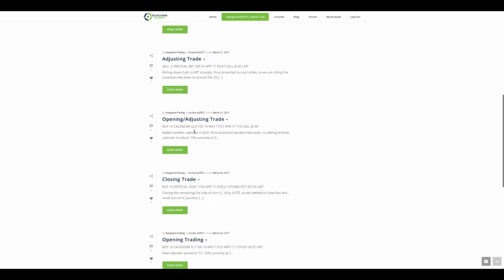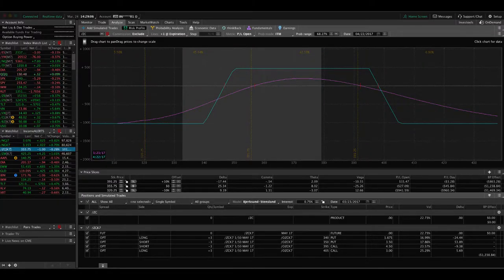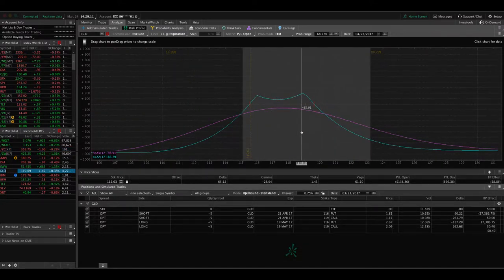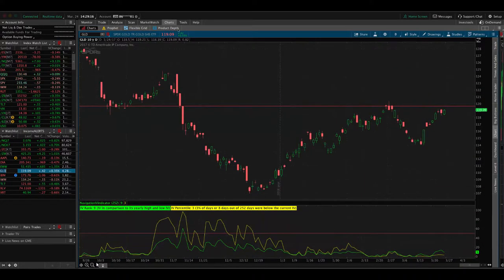Next trade was in GLD. This was an adjusting trade. We originally had a calendar on in GLD and we added a second one, with IV percentile currently at 2. So if we take a look at that, we've got this double calendar on. We need the price to move down and some increase in implied volatility for this position to help us out. You can see implied volatilities continue to stay very low in GLD, so an expansion in IV there will help us out.